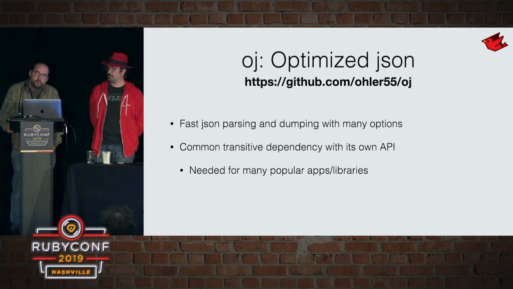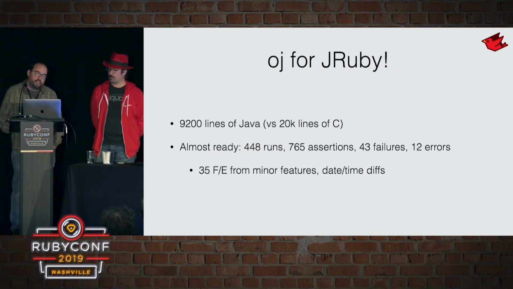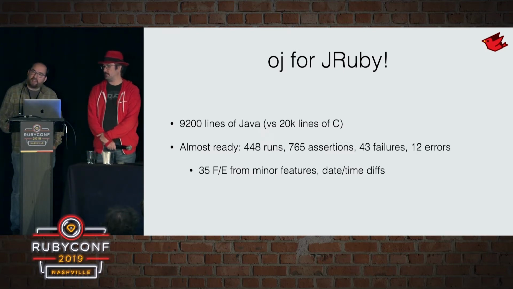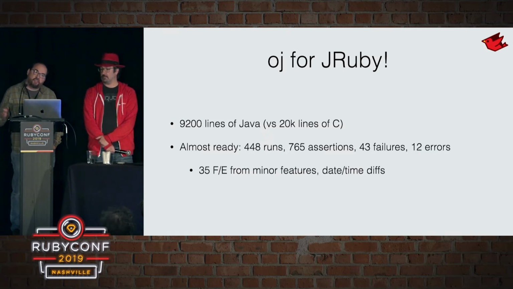As a side project, I've been working on OJ, which is a very popular JSON library. It pretty much does anything you could want to do with JSON and a few more things beyond that. And it's increasingly becoming an important transitive dependency. So at this point, it's nearly done. It's about 9,000 lines versus 20,000 lines. Java object orientation for the win.